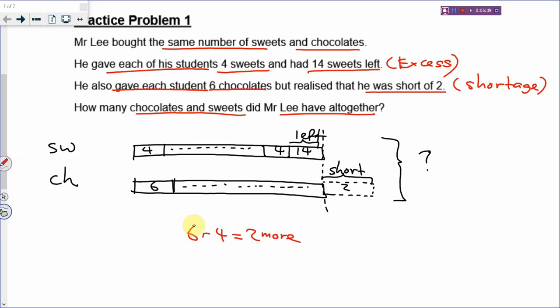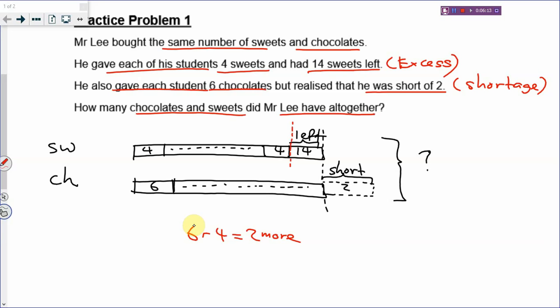Why can we do it this way? We can do this because there is an equal number of sweets and chocolates. So we can actually assume the chocolates to be sweets. Everybody gets 4 at first, now everybody gets 6 in the end, which means that everybody will get 2 more. So where is the 2 more going to come from? If you look carefully, if everybody gets 4 sweets, then there's an excess of 14. So your 2 more is going to come from this 14.